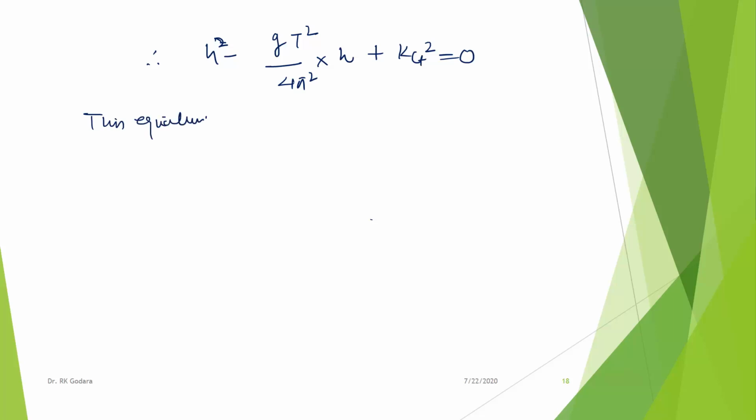Or we can write h square minus (g T square over 4 pi square) multiplied by h plus kg square is equal to 0. So from this equation we can say this equation is a quadratic equation in h.